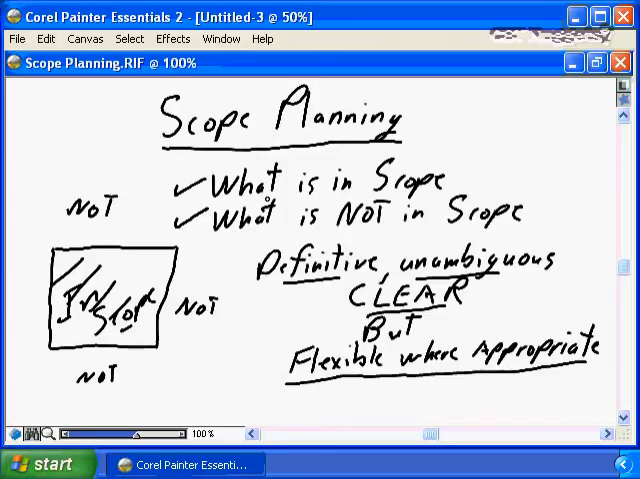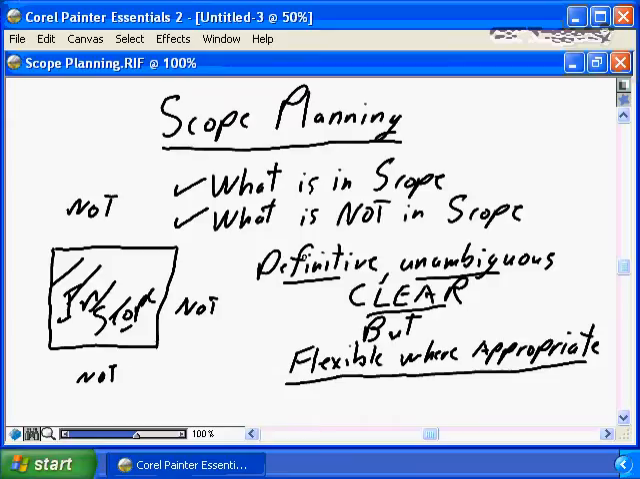A very simplistic example: you're building a home. You're hiring a contractor, a project manager, to build your home. Your expectation is each of the interior rooms of your home will be painted. To be more specific, you're probably expecting that each of the interior rooms will be painted with a coat of undercoat primer paint, as well as 2 coats of finish paint, so a total of 3 coats of paint. That is a good definition of scope. Each interior room, walls and ceilings, will be painted with a coat of primer and 2 coats of finish paint.